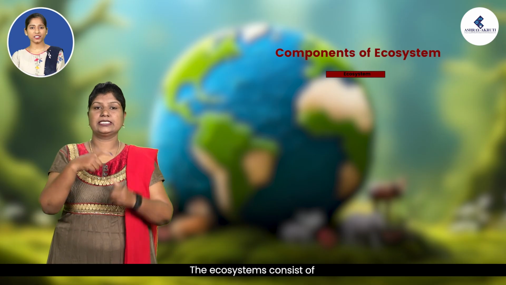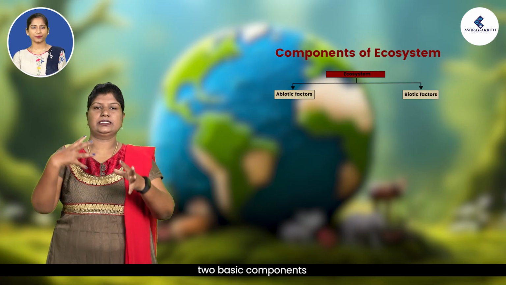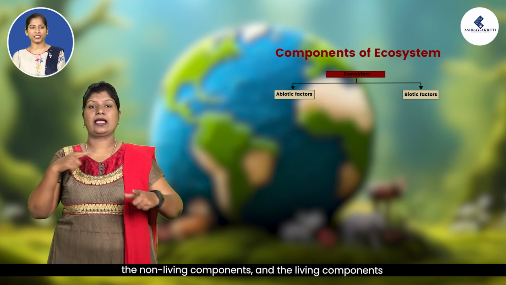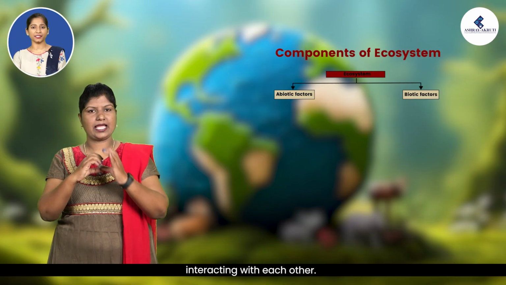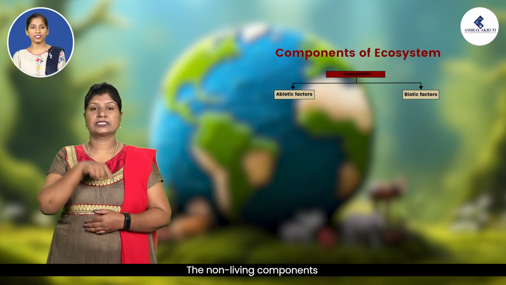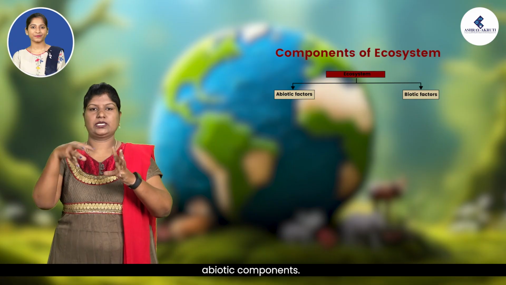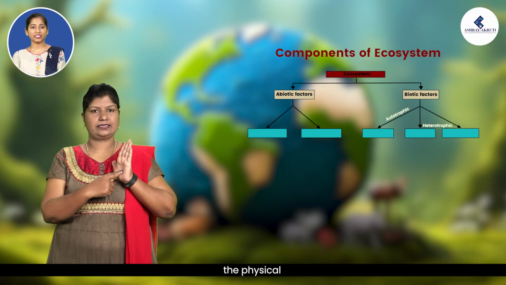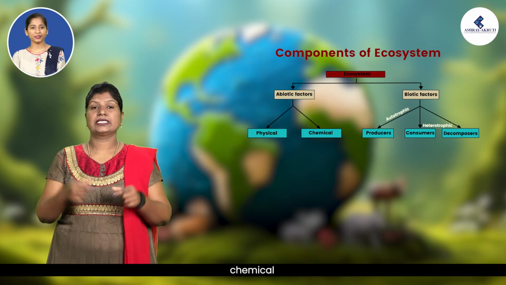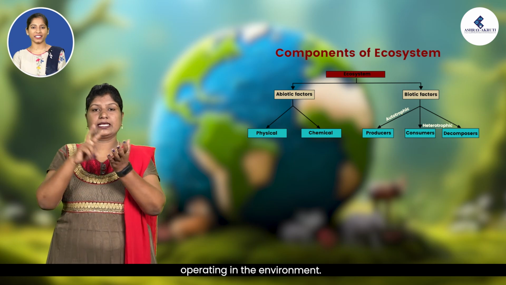The ecosystems consist of two basic components: the non-living components and the living components interacting with each other. The non-living components are also called abiotic components. They represent the physical, chemical, and climatic conditions operating in the environment.